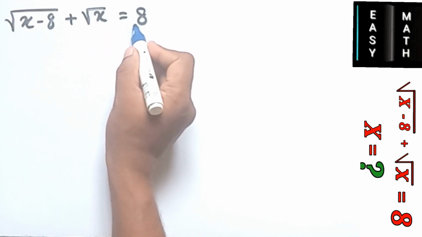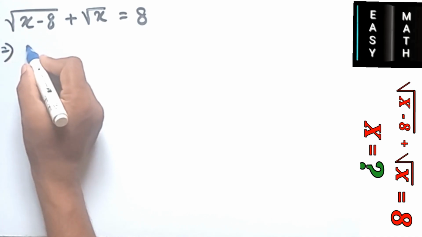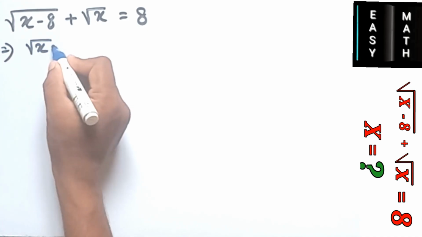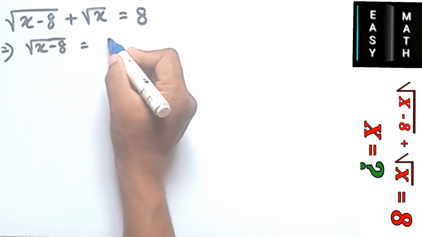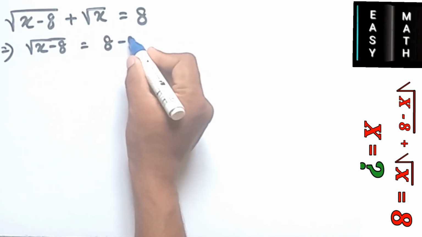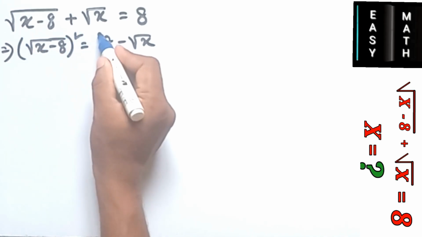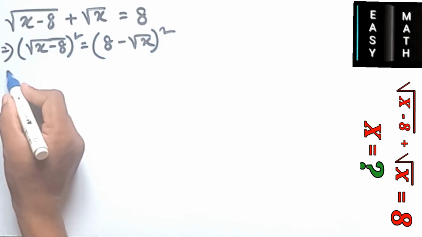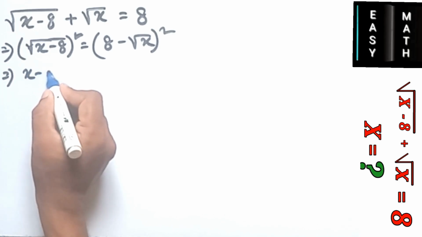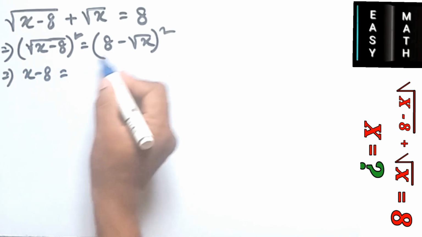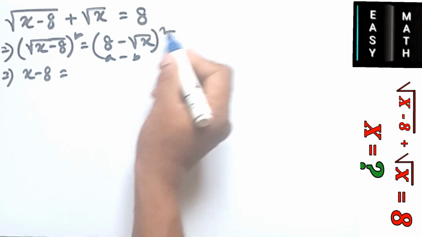From this equation, find out the value of x. How? First we can write x minus 8 this, and there we can write 8 this is, and now square of both sides. So there is root and square is cut, so x minus 8, and there a minus b whole square formula.